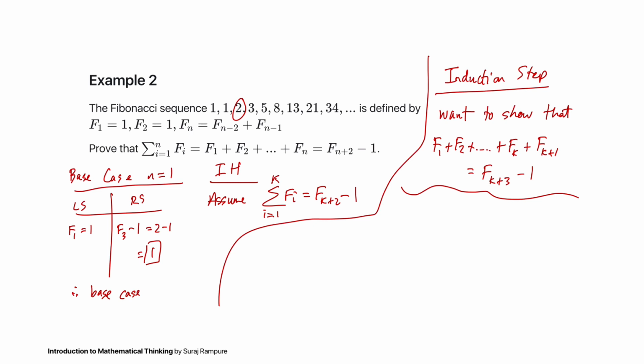Sounds good. So let's start with what we know. Start with the IH, which is that if we sum from 1 to 2 to k, we get f of k plus 2 minus 1. Where can we go now? Any ideas?